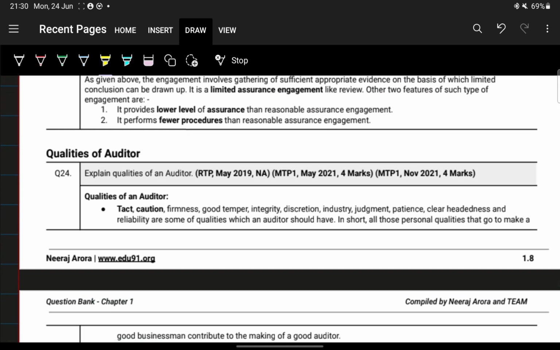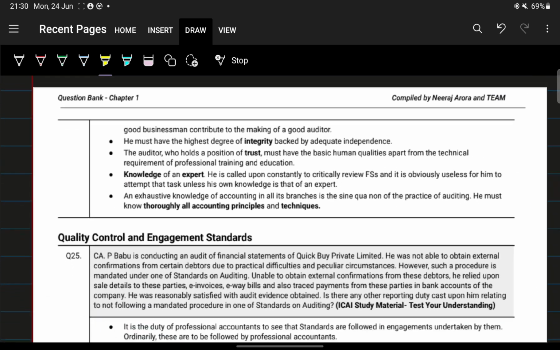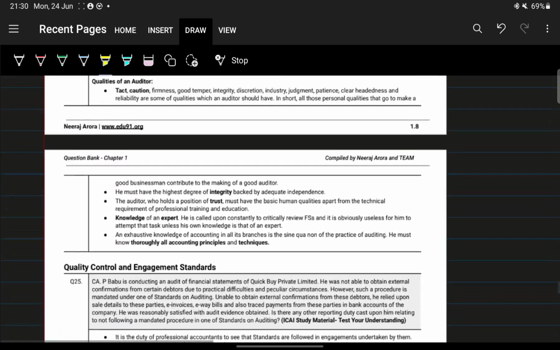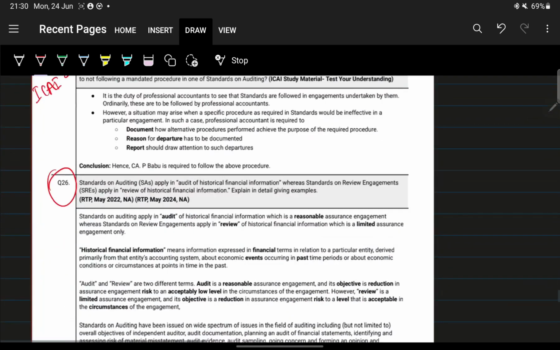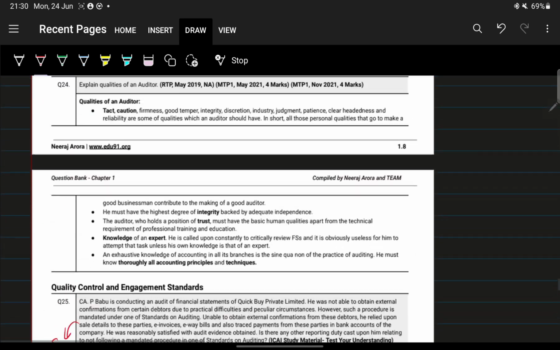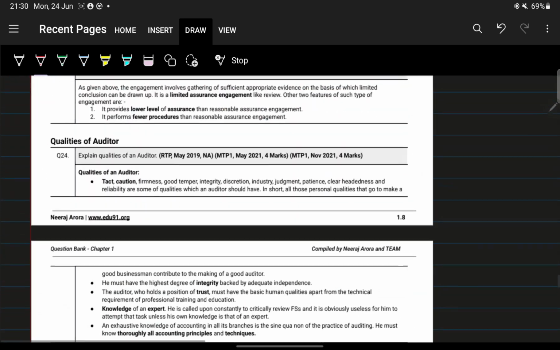Next, qualities of an auditor. I think we had discussed this in the previous video. There are only a few more questions. This is from the ICAI study material, which I've already covered in the previous video. So only 2 questions by the looks of it.